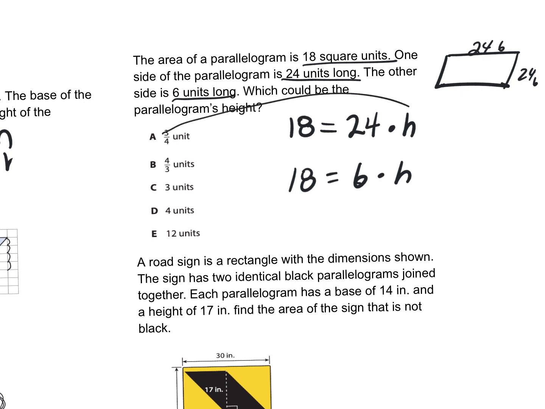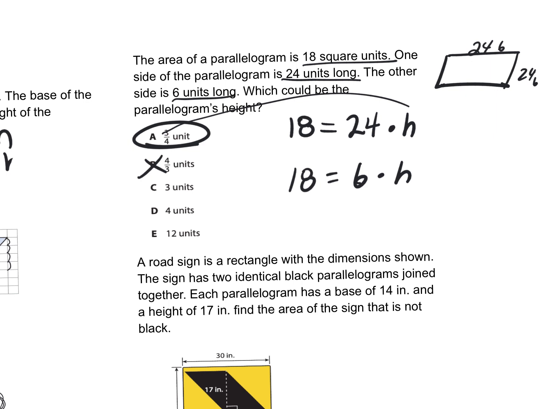So I'm going to say 24 times 3/4, and I get 18. So that is an option for that one. Now I'm going to say 24 times 4/3, and I get 32. So it's not for that first one, but let's check the second one and say 6 times 4/3, and I get 8. So that one is not an option for either of them.